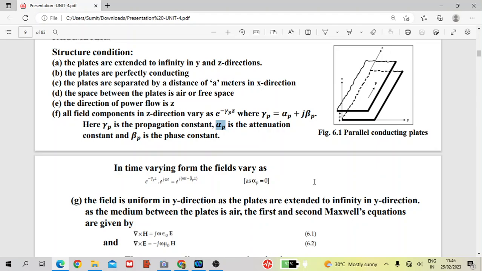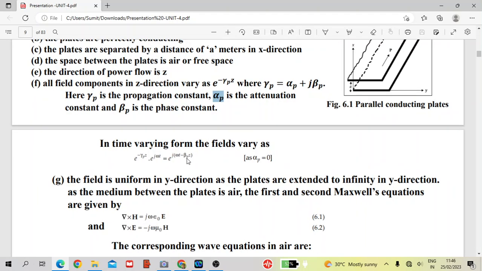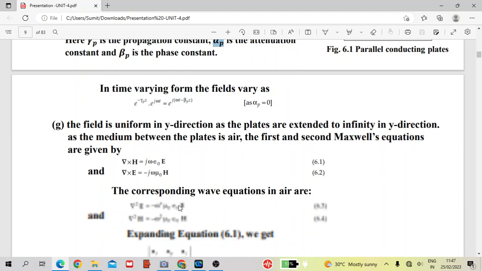And in time varying form, if it is a harmonic field, then e to the power j omega t is multiplied along with this. So this is the most popular way of writing it: e to the power j omega t minus beta z. Beta is the phase constant along z, but actually it should be gamma. But if we take attenuation 0, in the sense the dielectric is lossless, then we can just put the phase constant here.